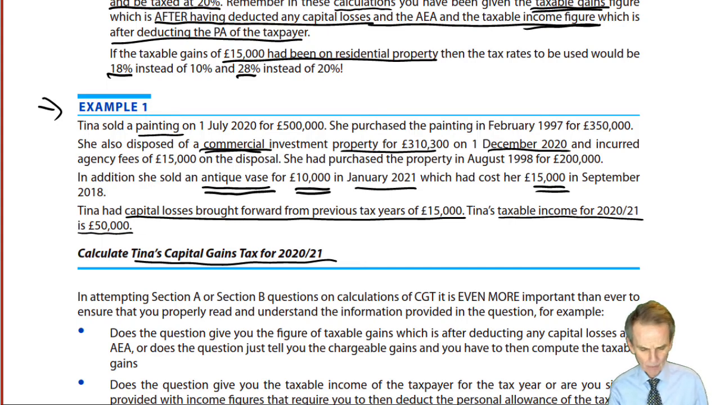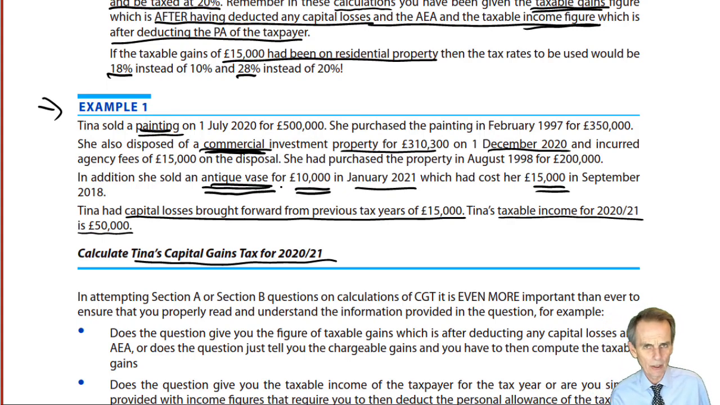Just to remind you there, we saw a situation where in the 2021 tax year, Tina had made disposals of 3 assets. Of those 3 assets, 2 of them gave rise to gains, 1 gave rise to a loss. In terms of the type of asset we were dealing with, we got a painting in there, a commercial investment property and an antique vase. All of those 3 are chargeable assets.